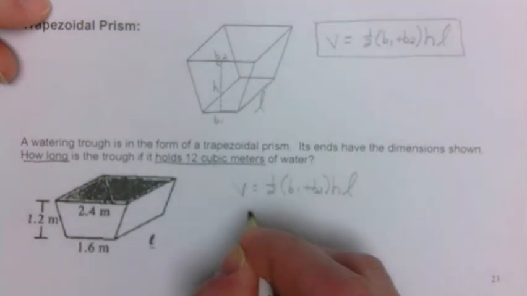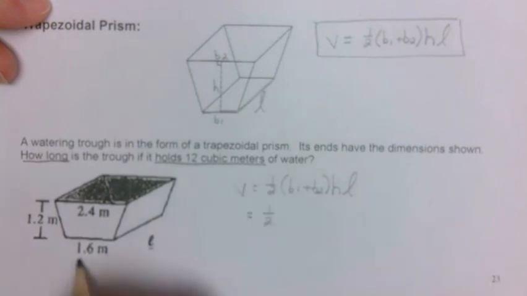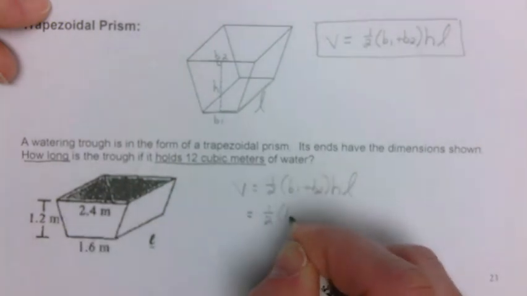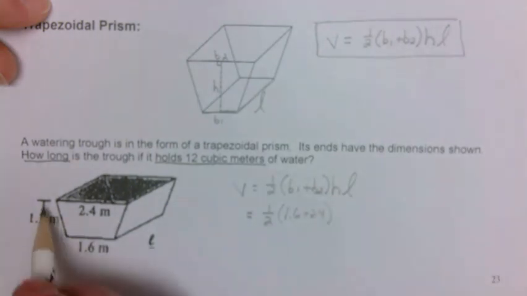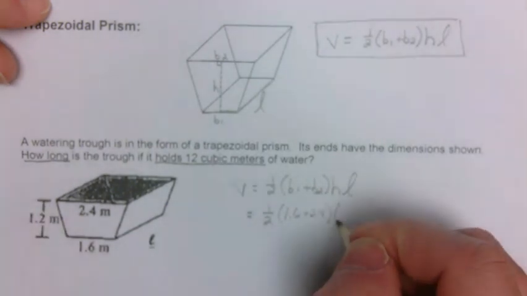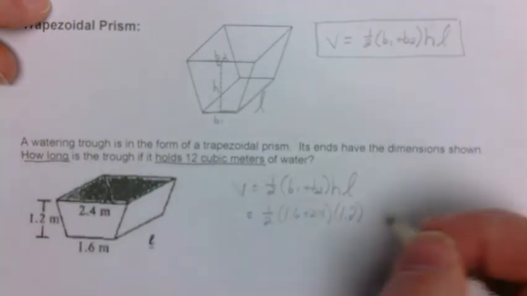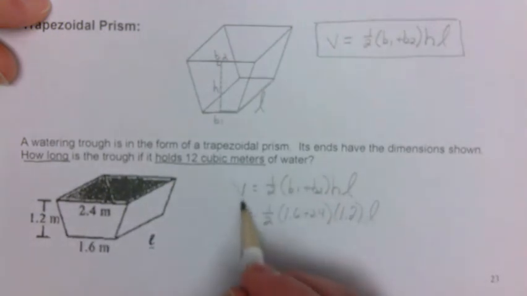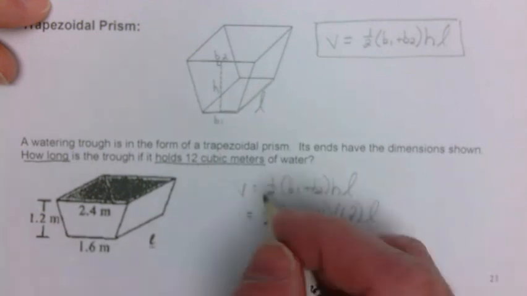Now I'm going to substitute in values that I know. I'm going to have my 1/2 here. If I look at my trapezoid, I see it has bases of 1 6/10 and 2 4/10. So I'll do 1 6/10 plus 2 4/10. It has a height right here of 1 2/10. And then L, how long is it? That's actually what I'm trying to calculate, which means they must have given me the volume. And that's actually what they told us right here. It holds 12 cubic meters of water.